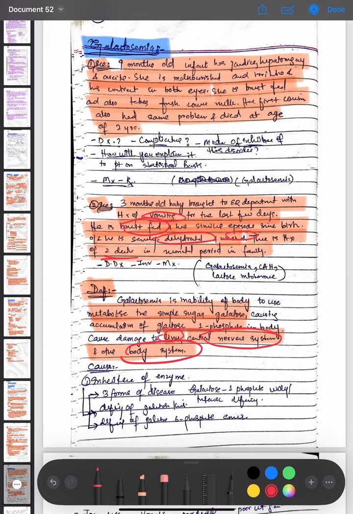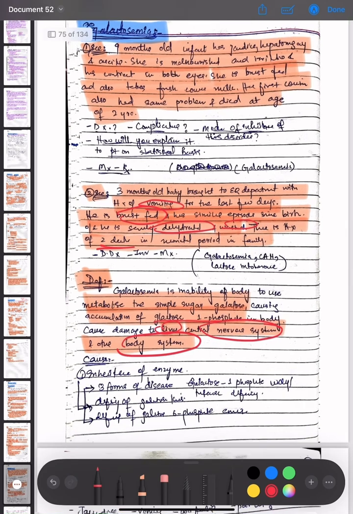So the diagnostic point is that there was the death of two babies in his family, and now this baby is vomiting and dehydrated, and he is breastfeeding. So we get to know that this is galactosemia, as the patient cannot metabolize the simple sugar.